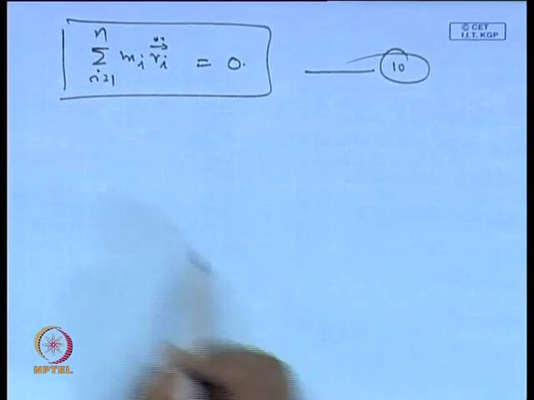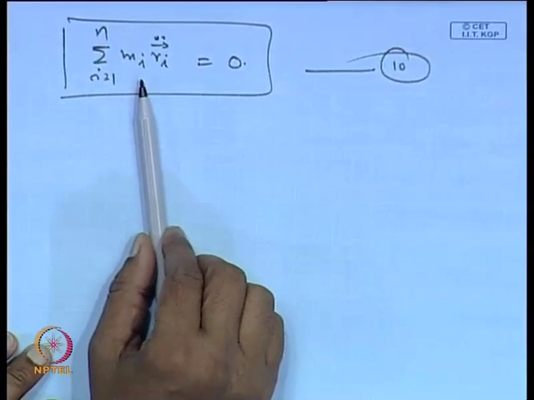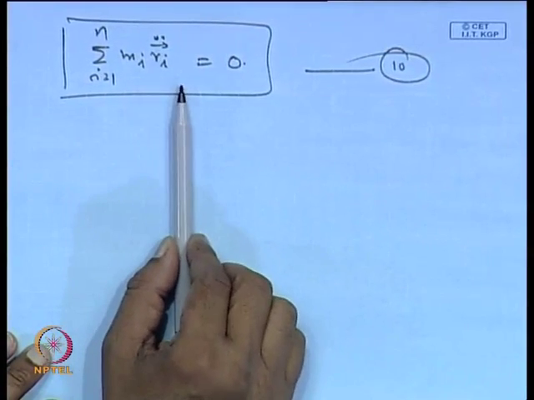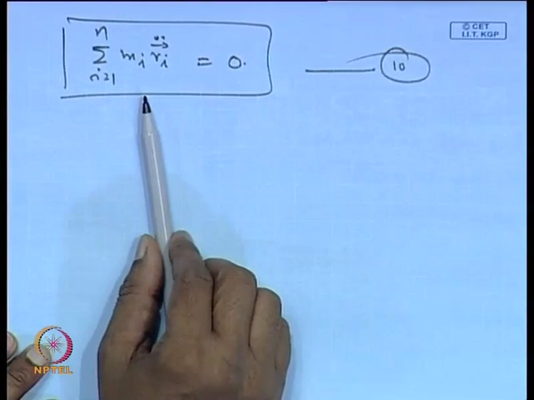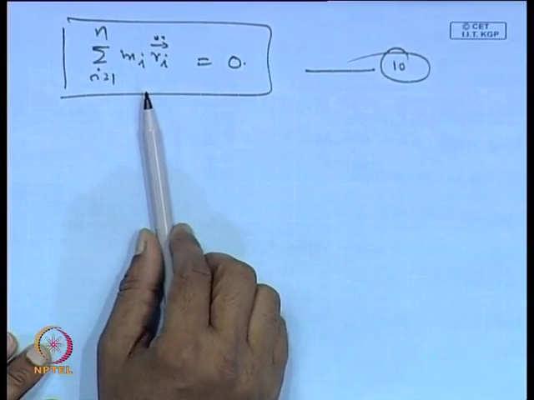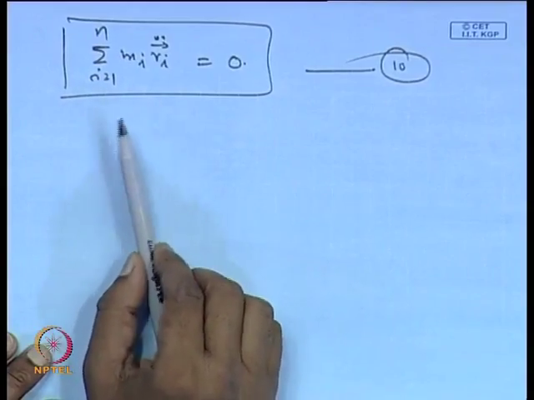From here we can reduce it to the equation for the center of mass, and we will see that the center of mass of the system moves with a constant velocity, that it does not accelerate. So, we continue in the next lecture. Thank you very much.